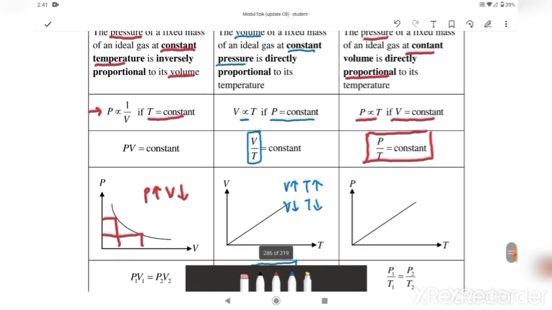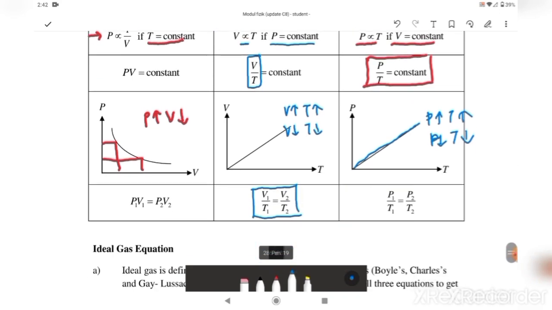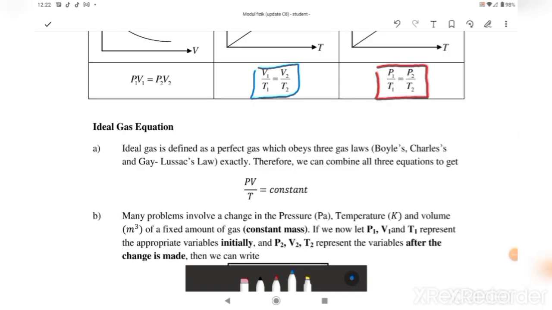The graph of P against T is the same as V against T, because it is directly proportional. So we will have a straight line graph, which means that if our pressure increases, our temperature also increases. If our pressure decreases, our temperature also decreases. So our formula is P1 over T1 is equal to P2 over T2.